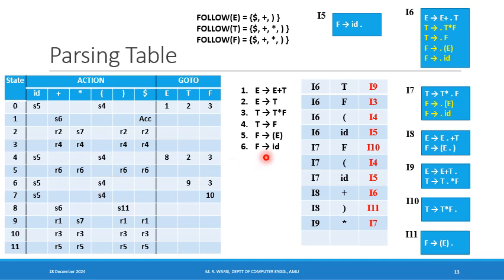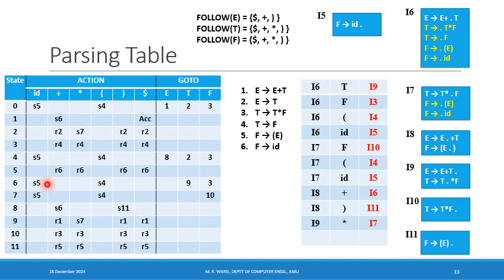Let us now look at another transition from state number 6. From state number 6 on identifier, we are going to state number 5. Once again, a transition on terminal symbol. So 6 comma identifier will be marked as S5, and here in the parsing table 6 comma identifier is marked as S5.